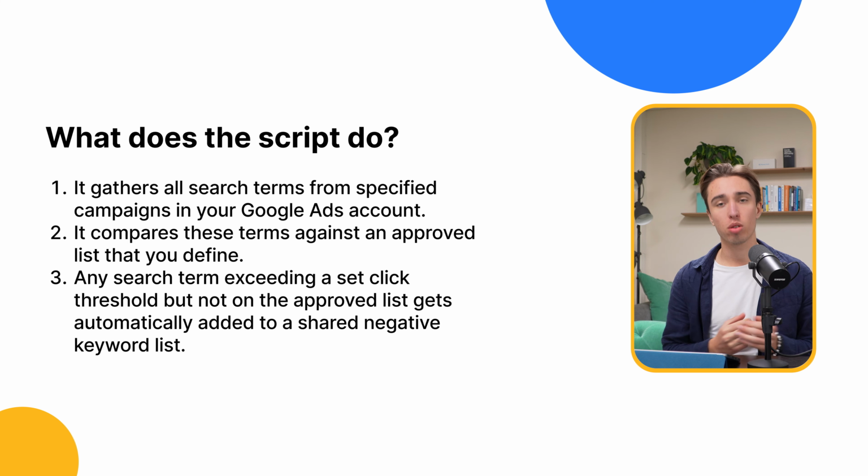So, what does the script do? The script basically gathers all of your search terms from specific campaigns that you can set in a configuration from your Google Ads account. It compares these terms against an approved list that you define. And any search term exceeding a click threshold and is not on an approved list of search terms is automatically added to a shared negative keyword list. The result of this is that you can filter out search terms that you don't want in your campaign, for example, a brand shopping campaign.